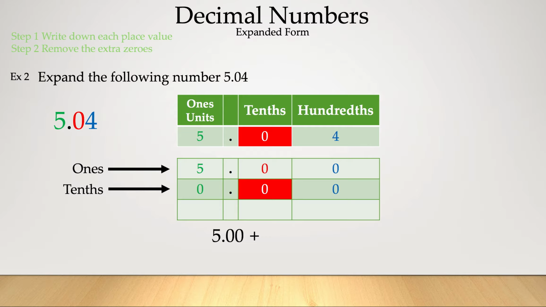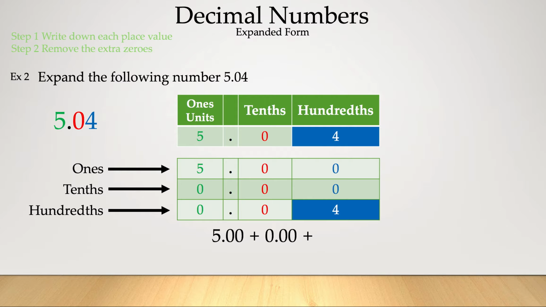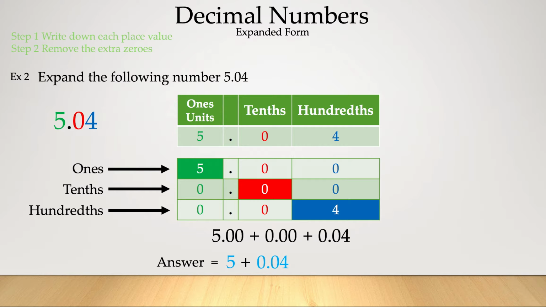And it's a 0. And we change the other numbers to a 0 as well. So we write down 0.00. Now we move to the next place value, which is hundredths. And now we're going to go ahead and write down 0.04. We're going to remove the extra zeros, and we have 5 plus 0.04.